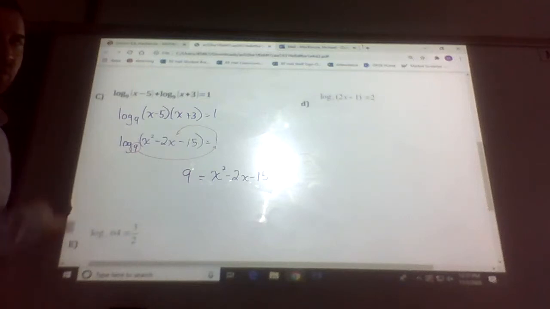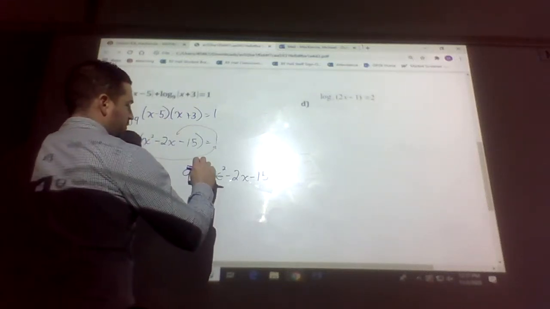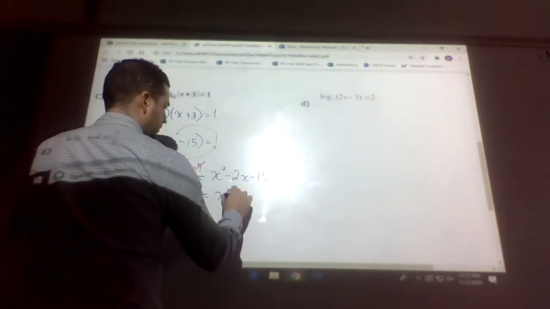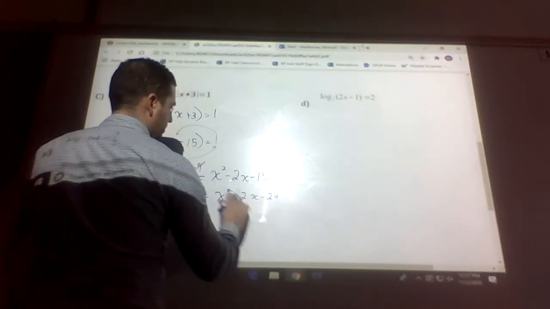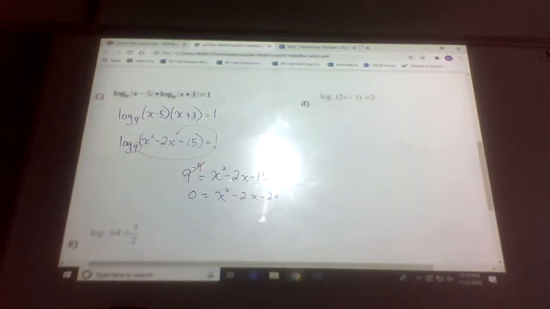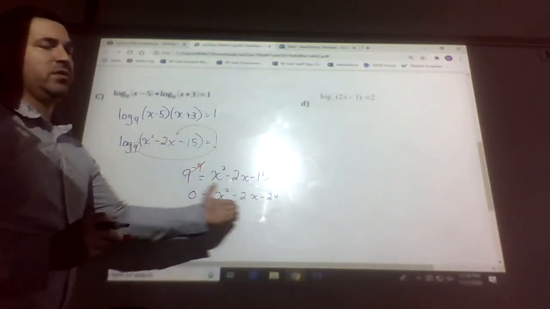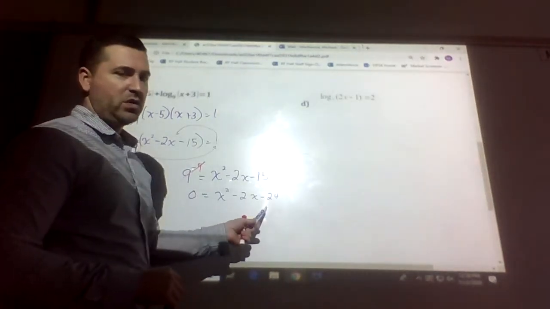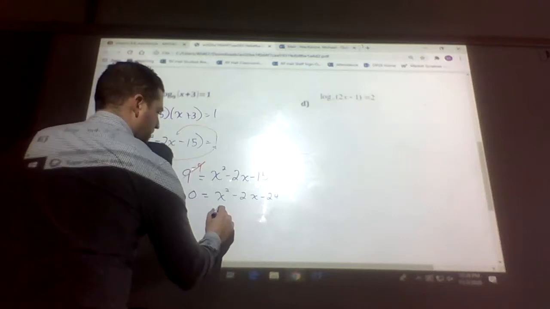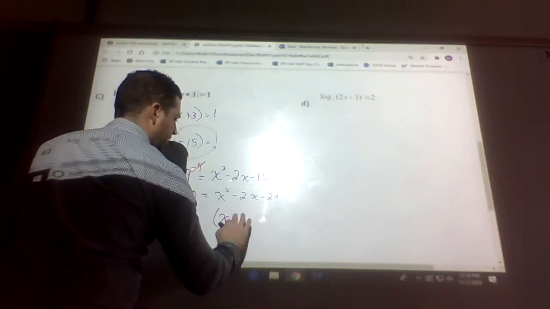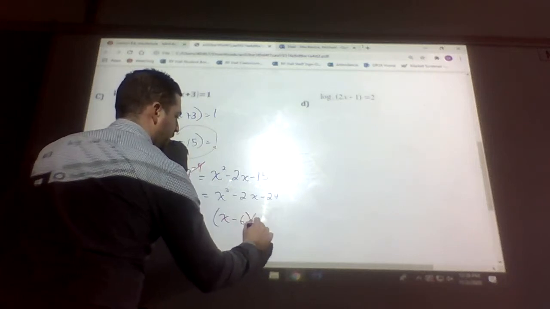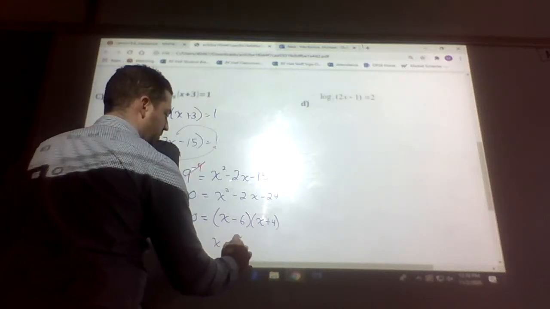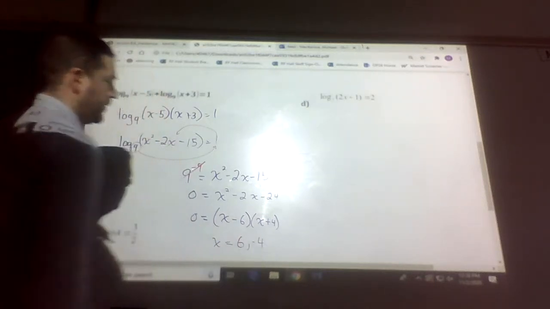Okay, so since we have a quadratic, we want to move everything to one side. So we're going to subtract 9. Now we have our trinomial with a square, so in order to solve for x, we need to factor. Two numbers that multiply to negative 24 that add up to negative 2 would be negative 6 and positive 4. So therefore x would be positive 6 and negative 4.